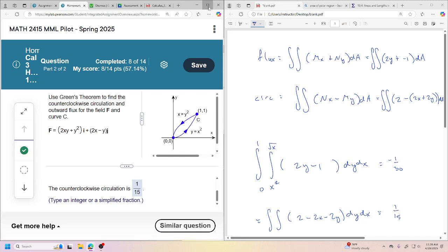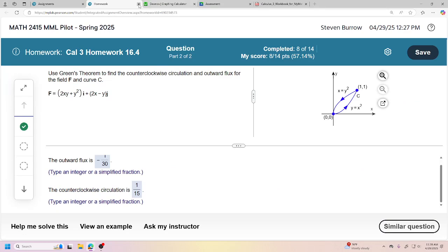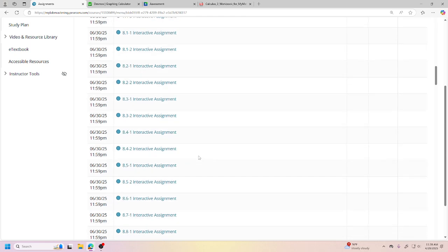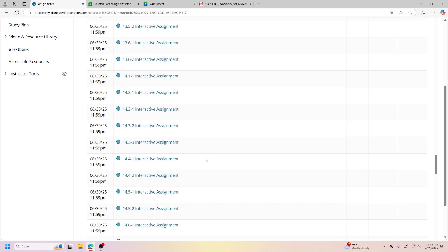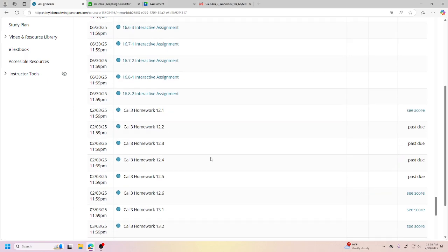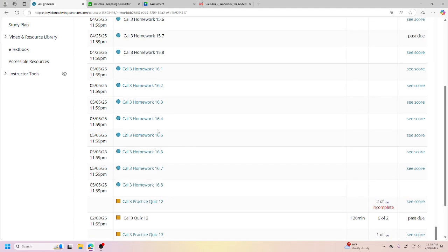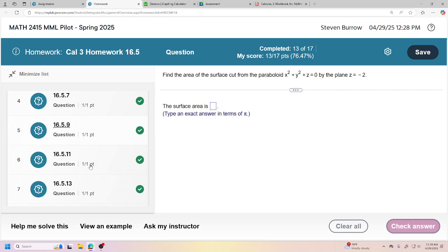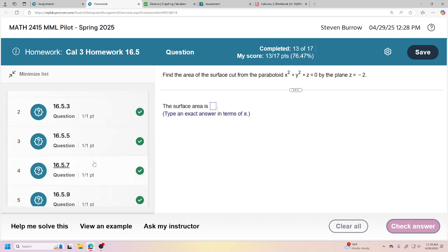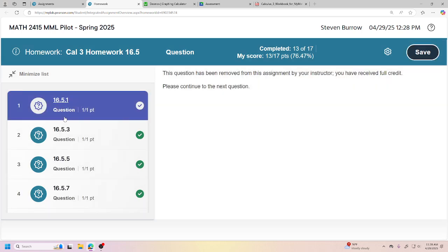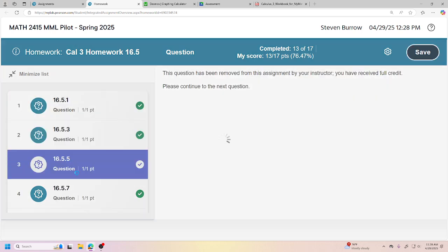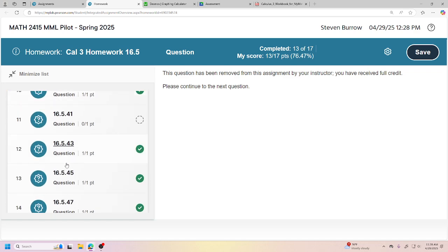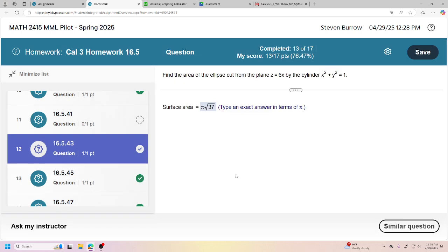Yeah, cool. Let's do it. 16.5, number 12. Look at all them green check marks. Do you know why? When you click on them, it's because of that. That's funny. Let's do it.